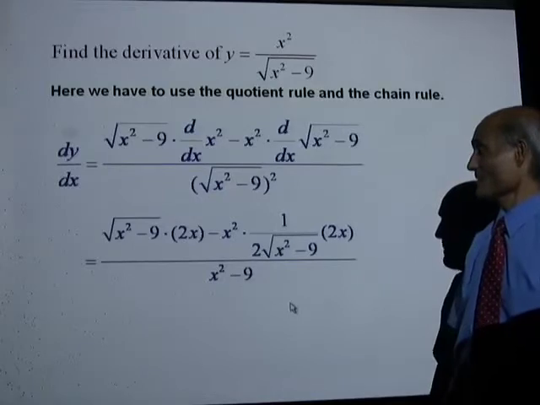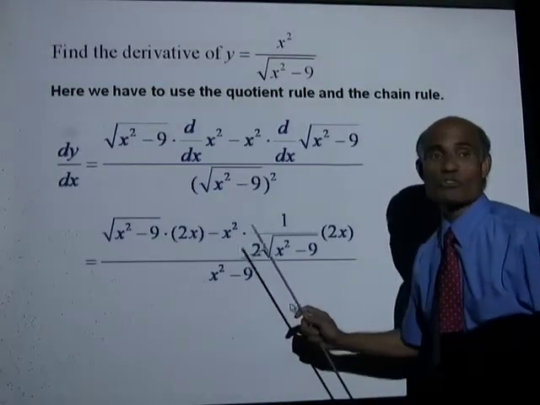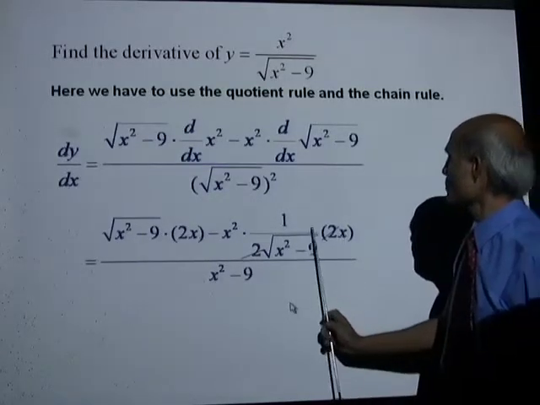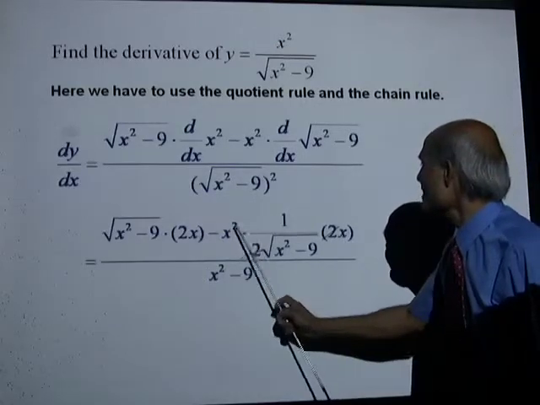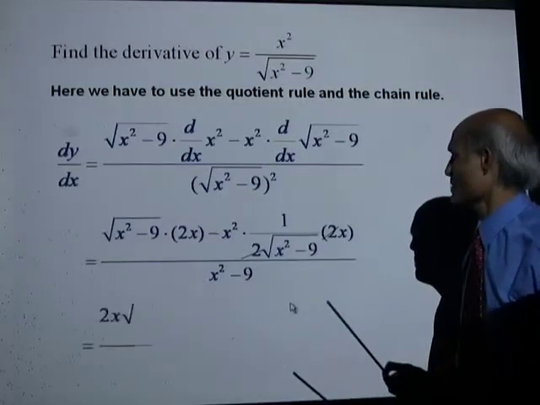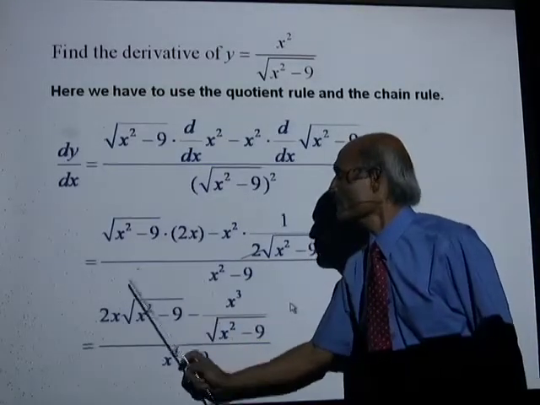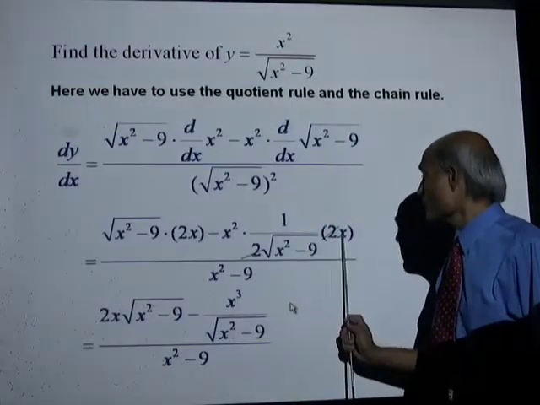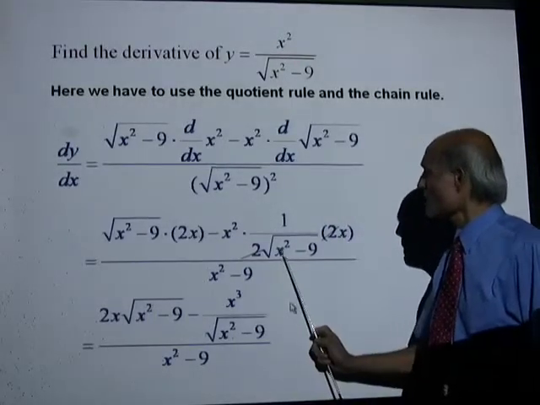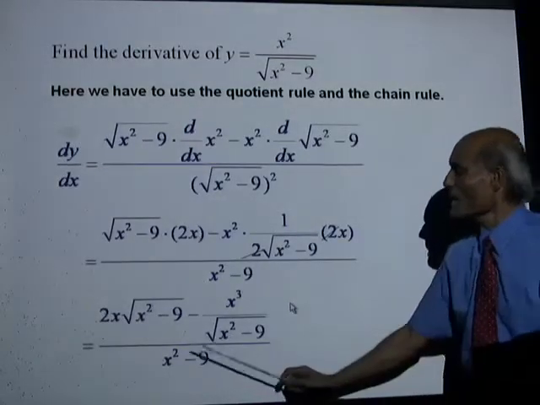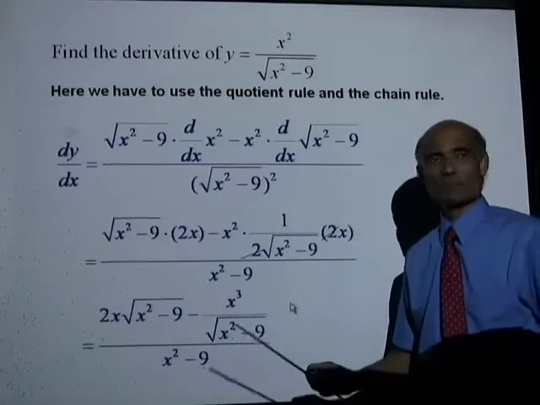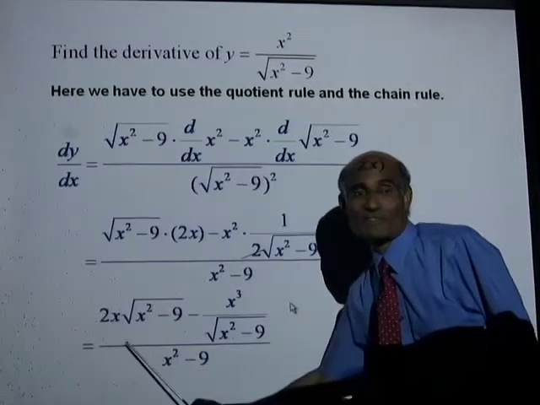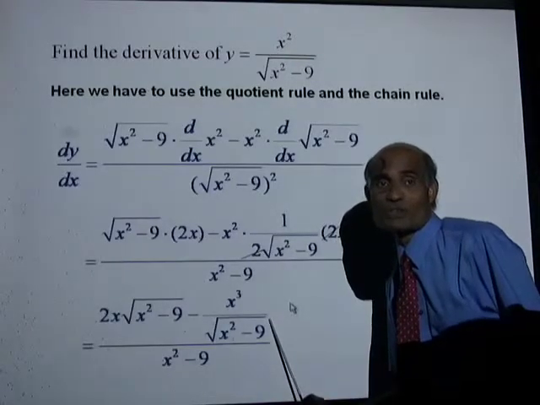Okay, let's simplify this. Now, what does this become? Can you simplify that? Here, the 2 and 2 on the numerator will go. So this quantity is actually x cubed divided by this quantity. So this becomes 2x square root of x squared minus 9 minus x cubed, x times x squared, x cubed over square root of x squared minus 9, all over x squared minus 9. And now what we need to do is simplify this.